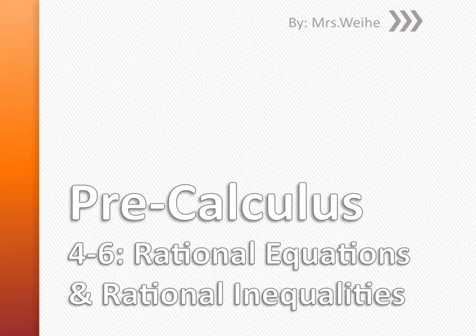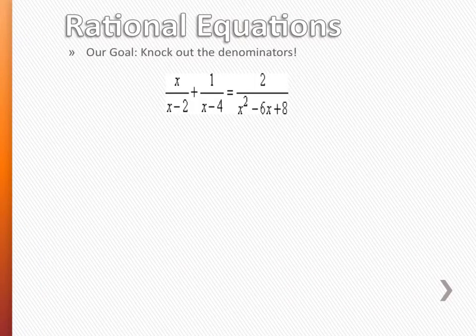Today we'll be talking about our sixth lesson in this Unit 4, which is about rational equations and rational inequalities. Now, when you think of the word rational, you're really thinking about fractions. Turning here to our first example of a rational equation, our goal here is to knock out the denominators. Now, to do that, we just want to multiply so that they would cancel out.